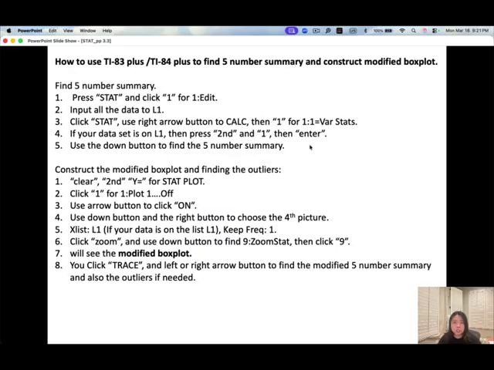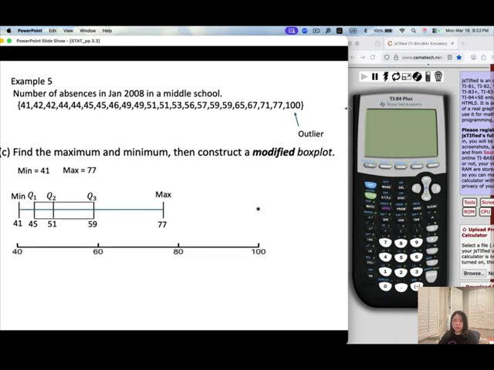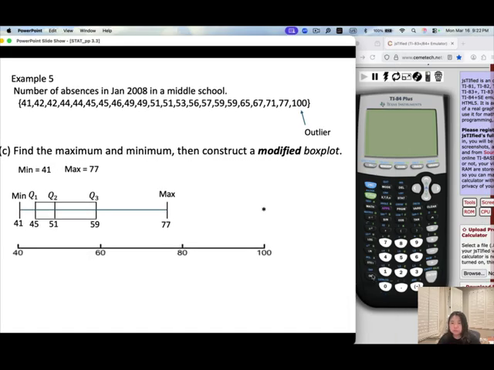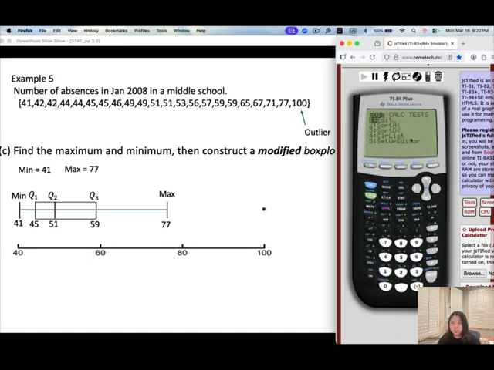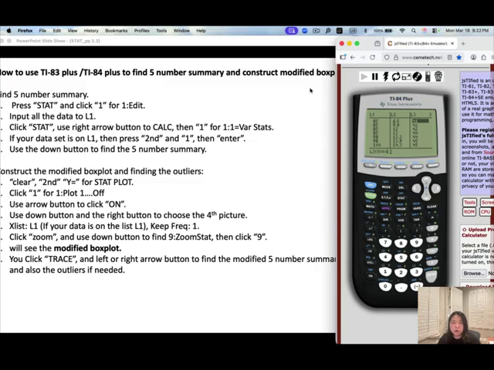And this is the instruction. It teaches you how to find the 5-number summary and also how to construct the modified box plot, so you can follow this instruction. Okay, go back to the calculator. So we just input the data to L3, right? And then we find the 5-number summary. So now we want to construct the modified box plot.